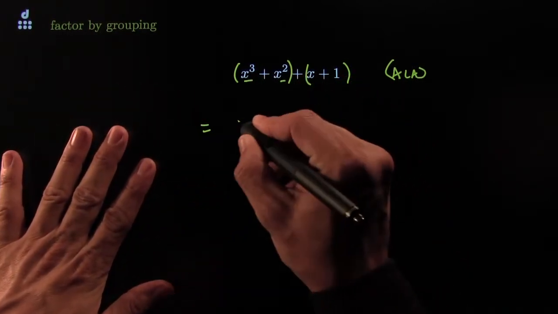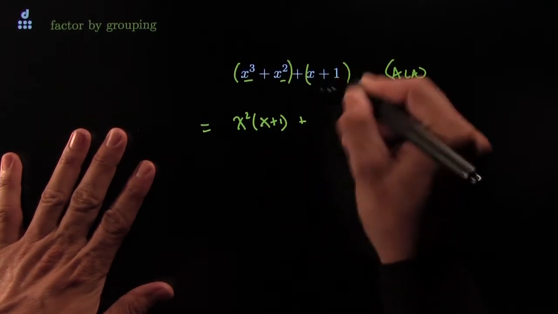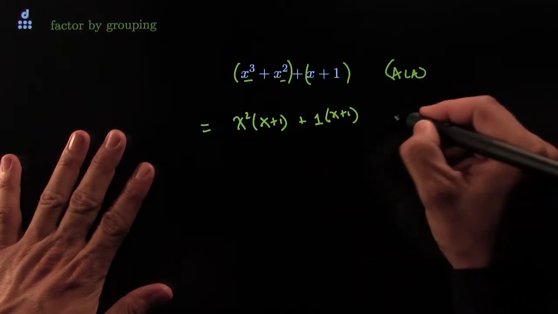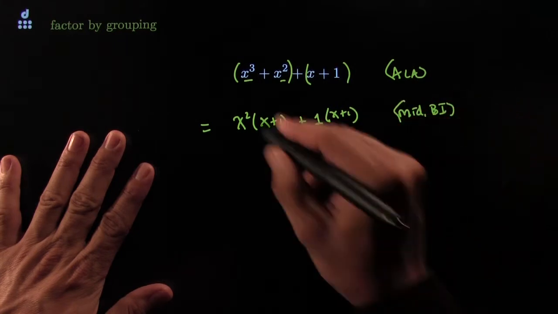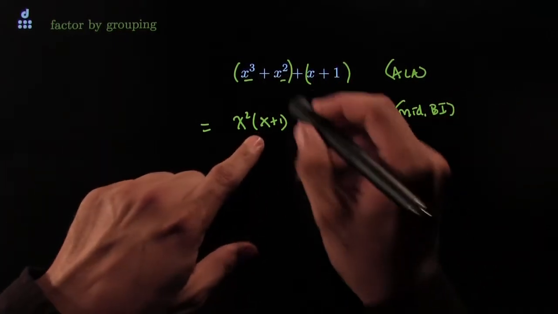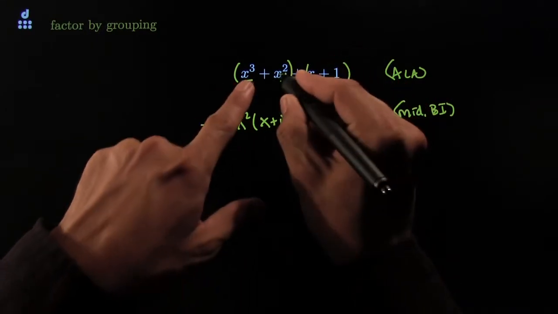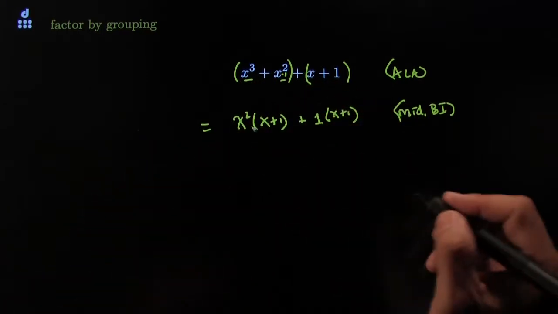Out of these 2, I could factor out an x squared. That would leave x plus 1. And of course, out of these ones, there's nothing, but I can always get a 1 for free. X plus 1, that's because of the multiplicative identity. I could always multiply times 1 here. That leaves x squared, that leaves a 1 there, and then x squared times x, that leaves an x there.